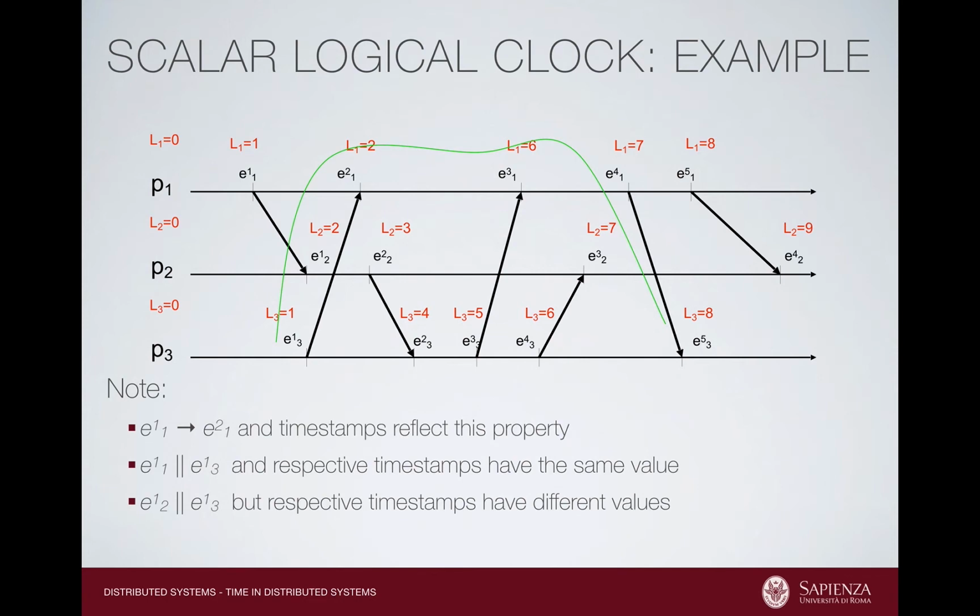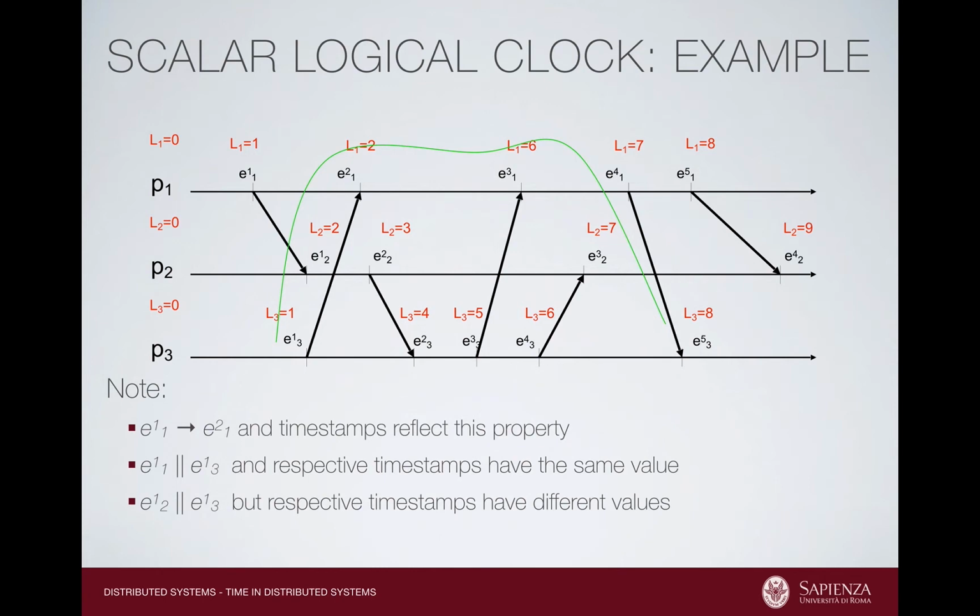Note that on the green path, as I said, we increase by at least 1, but we can increase more than 1. So between event E2 and E3, the two events on process P1, we increase from 2 to 6. This is important to show why the relationship of the logical clock holds.